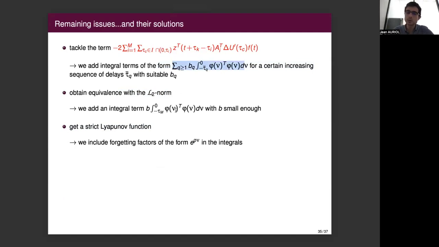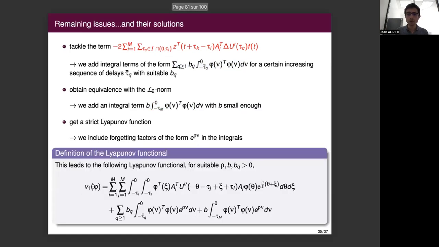To obtain the equivalence with the L2 norm, you can use the same trick as before, and you add an integral term with b small enough. Then to get a strict Lyapunov functional, you need to include an exponential term in the integral and perform the analogous analysis. All in all, you get the following V1 functional, which is a bit complicated, but it is a strict Lyapunov functional for your system.